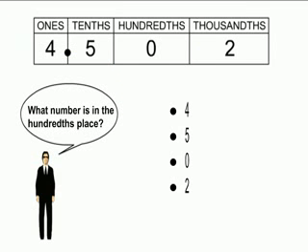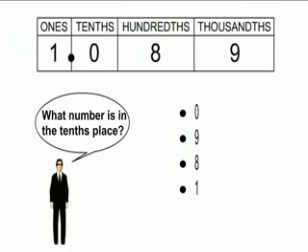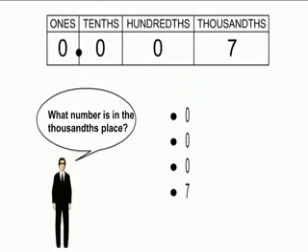Now looking at this number, 4 and 502 thousandths, what number is in the hundredths place? The 0 would be in the hundredths place. What number is in the tenths place for 1 and 89 thousandths? The 0 is in the tenths place. What number is in the thousandths place in 7 thousandths? 7 thousandths.